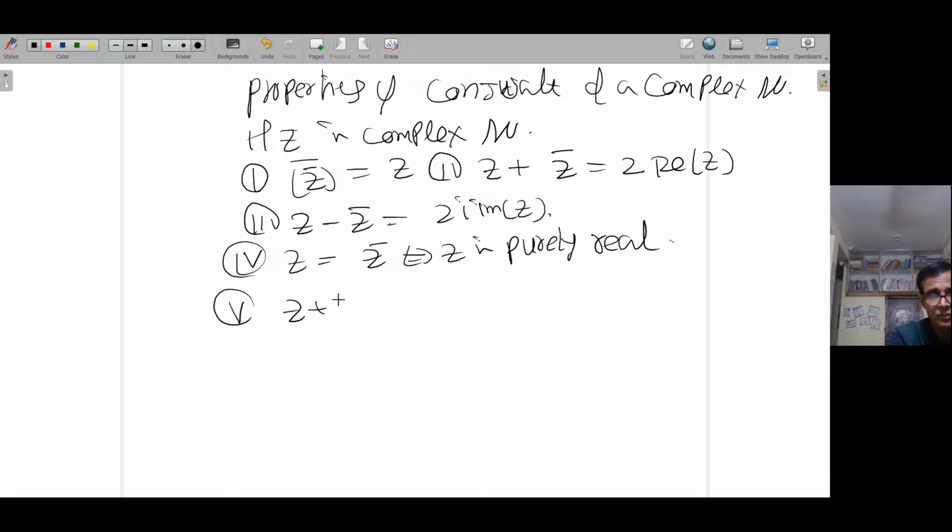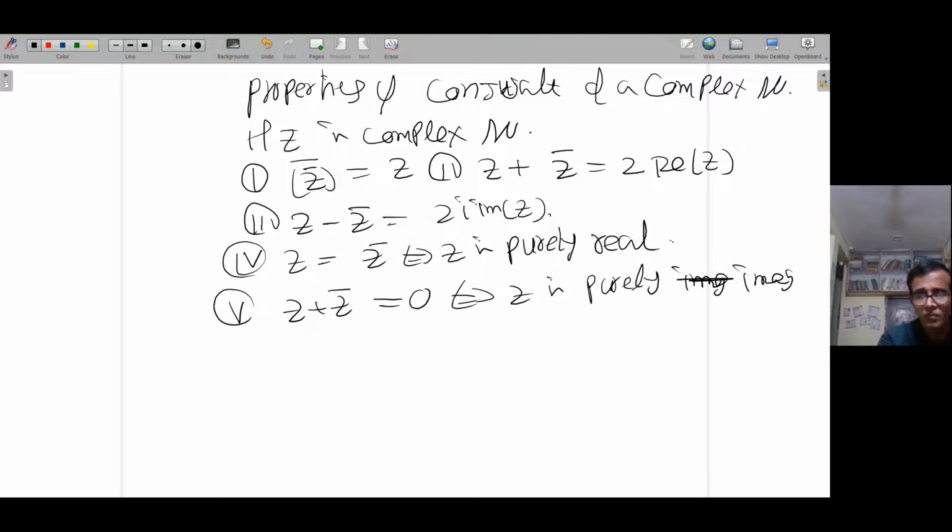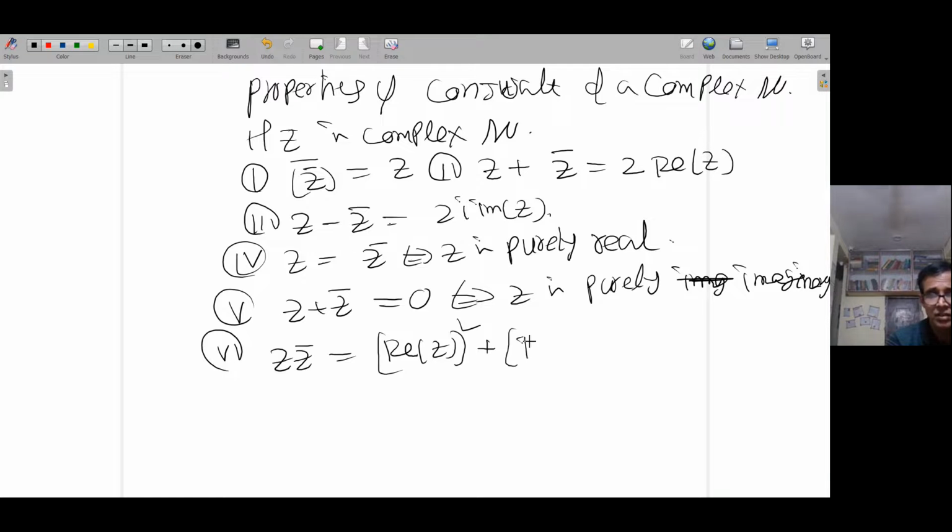Now, z plus z conjugate is equal to 0 implies z is purely imaginary. And sixth, z into z conjugate is the real part of z square plus the imaginary part of z square.